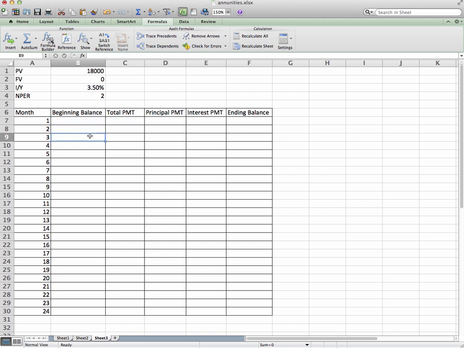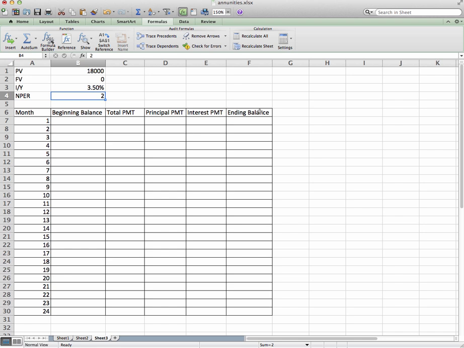So this particular loan that I have here represented on this Excel spreadsheet is worth $18,000. I'm going to pay it off in full, so it's a zero future value. My interest rate is 3.5% a year, and my number of periods is 2, so 2 years. But just like any other loan, I am going to make monthly payments on it. So I have 2 years times 12 is 24 months along the vertical axis.